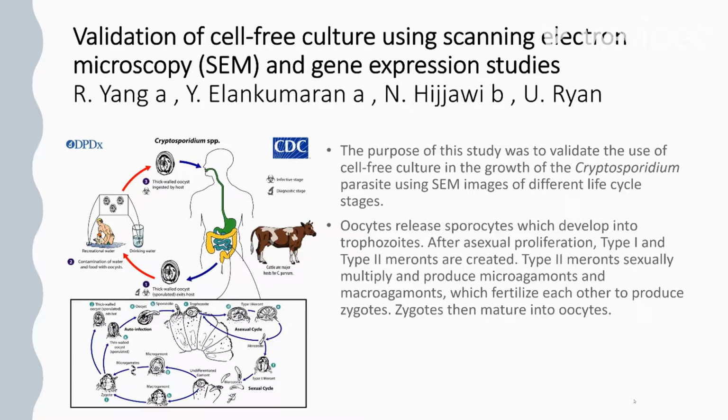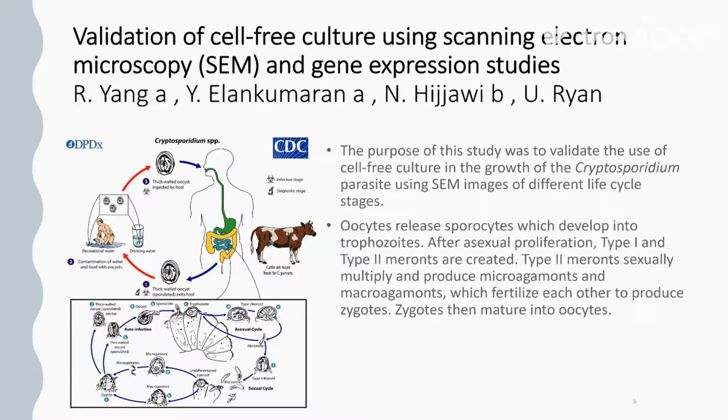A little bit about the Cryptosporidium life cycle: it starts with an oocyst, which releases sporozoites, and the sporozoites develop into trophozoites. Then those trophozoites asexually proliferate and turn into type 1 and type 2 meronts. The type 2 meronts sexually multiply and produce micro and macro gamonts, which are going to fertilize each other to produce zygotes. And then the zygotes mature into oocysts and the cycle restarts.